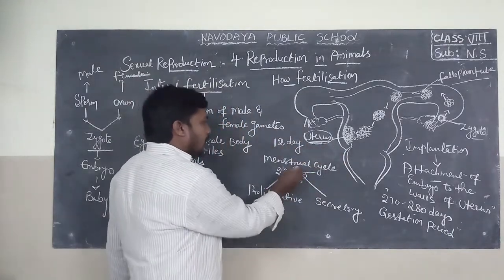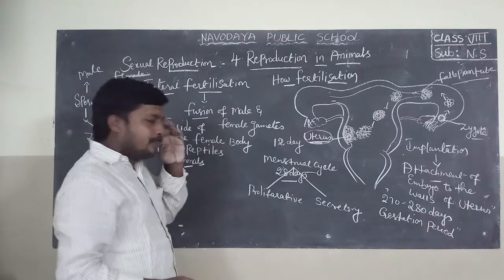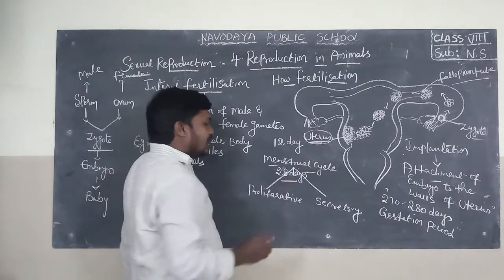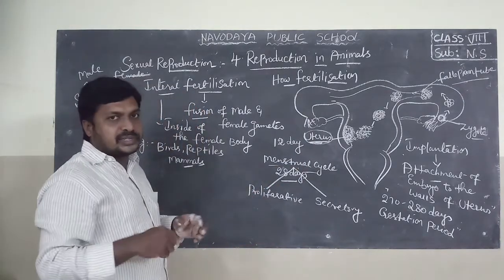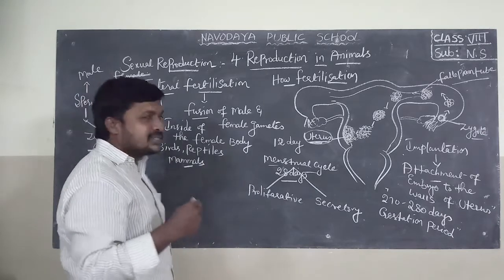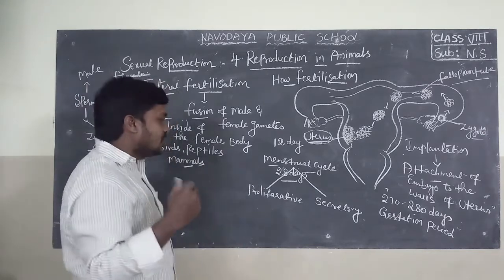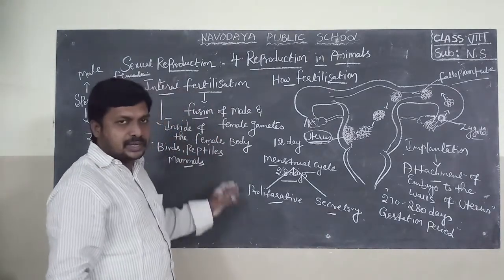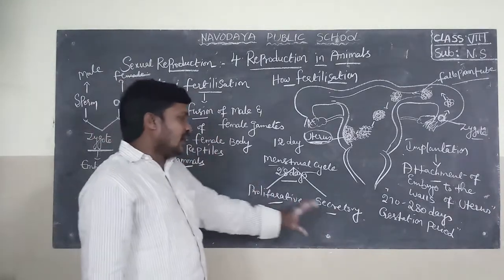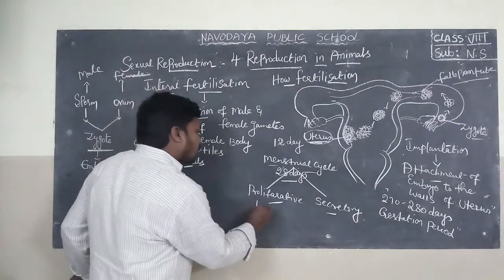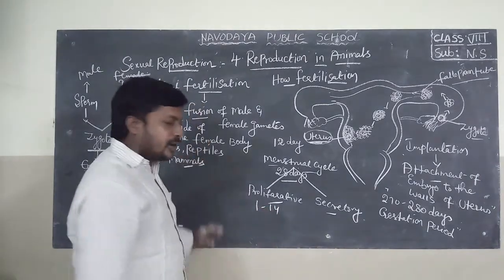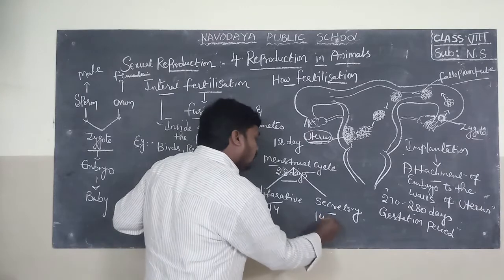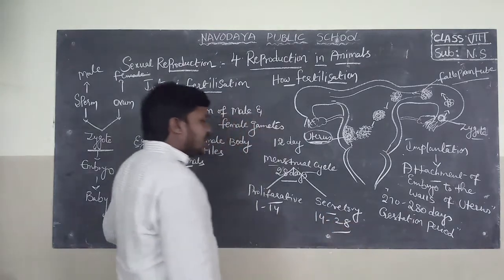Now I will explain about the menstrual cycle. Very important. The cyclic changes which occur in a female human being once a month are known as the menstrual cycle. If you observe the menstrual cycle, we can find two stages. One is the proliferative phase and the second is the secretory phase. 1 to 14 days is called the proliferative phase. 14 to 28 days is known as the secretory phase.